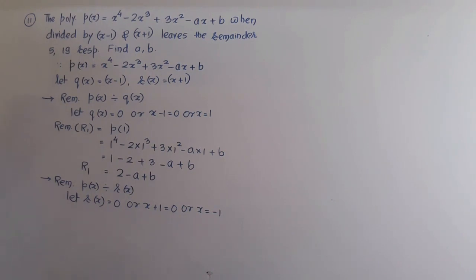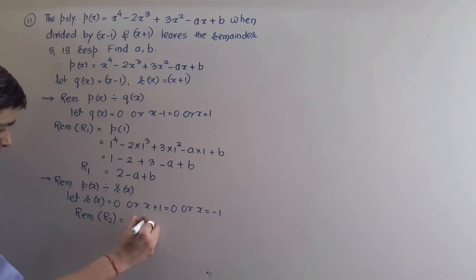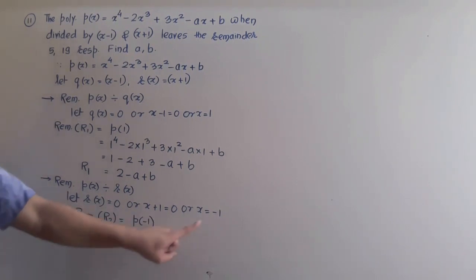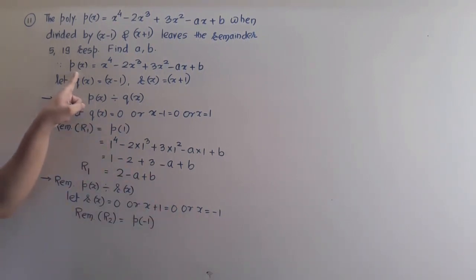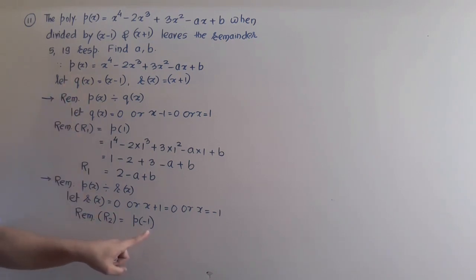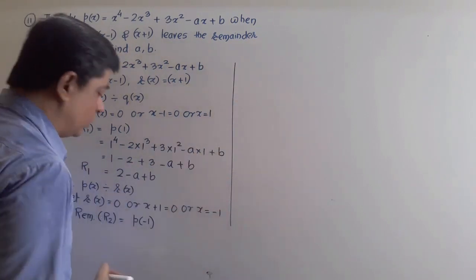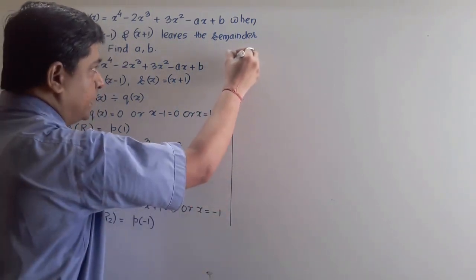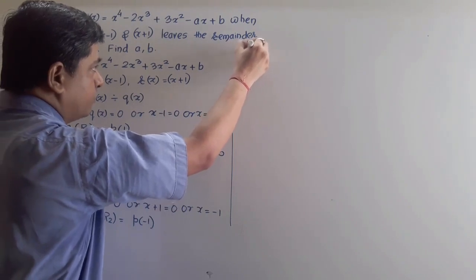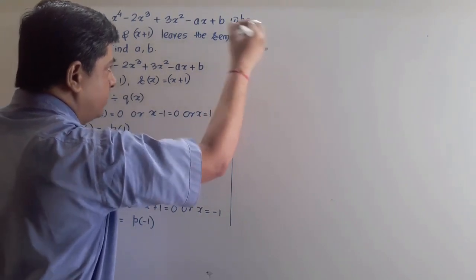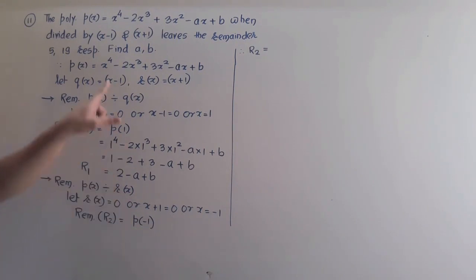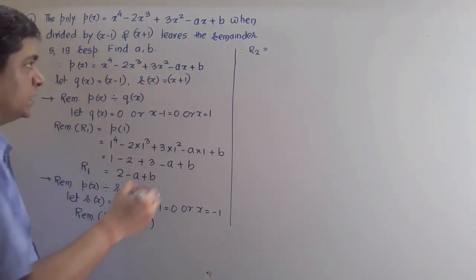Right? Now the remainder, in that case, that I am denoting by the symbol R2, will be equal to p of minus 1, because when I put the value x equal to minus 1 in p of x, I will get the value of p of minus 1, and that is my remainder. Now let us find the value of p of minus 1. So the value of R2 will be equal to p of minus 1, x equal to minus 1, which I will keep in the polynomial.